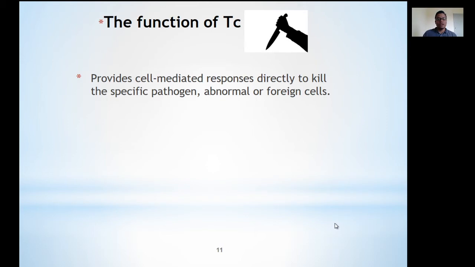So let's have a look at the function of T cytotoxic cells, or TC cells. T cytotoxics provide a cell-mediated response directly to kill the specific pathogen, abnormal or foreign cells. So the main function of the TC is to kill cells.